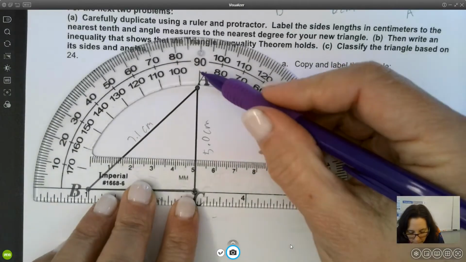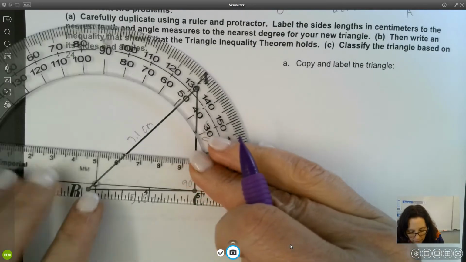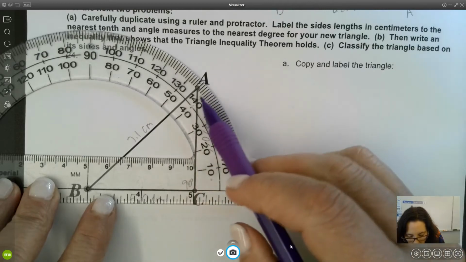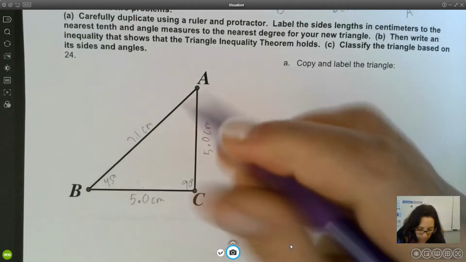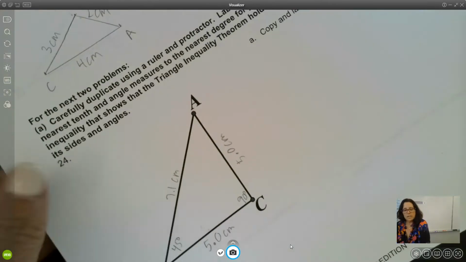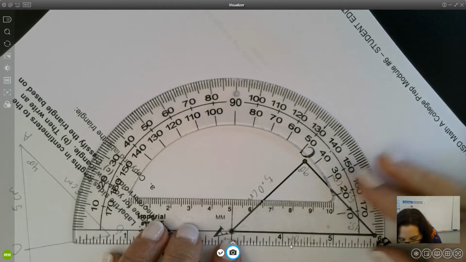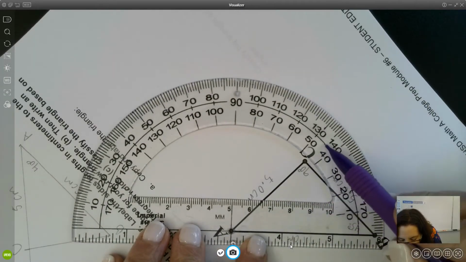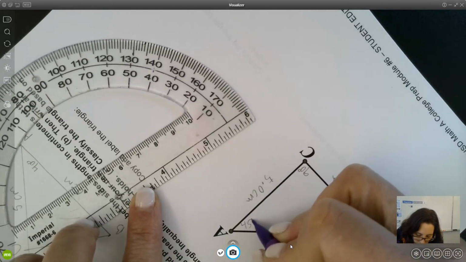Now for the angles. This is a straight up 90. This is a straight up 90. This one is 45. What do you think this one has to be then? Hopefully you're thinking 45. 45 right there. So I've got all my measurements.